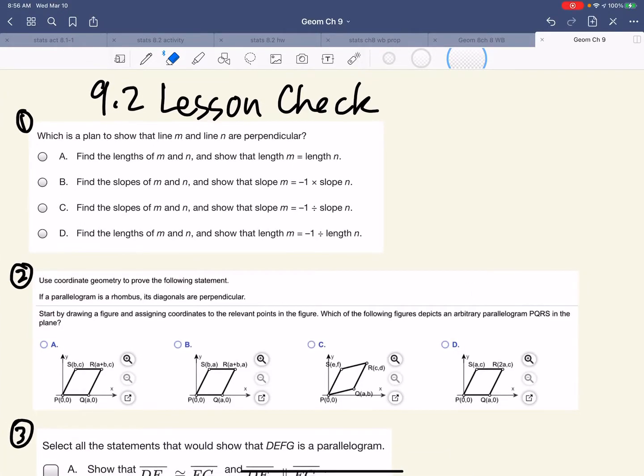Guys, lesson check 9-2. Let's do it. It says, which is a plan to show that M and N are perpendicular?